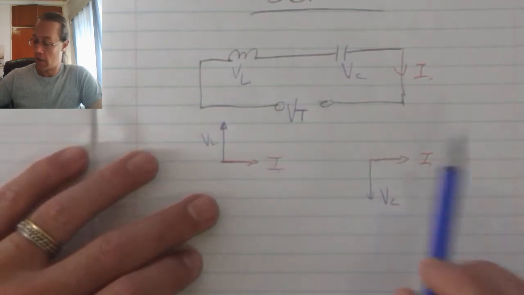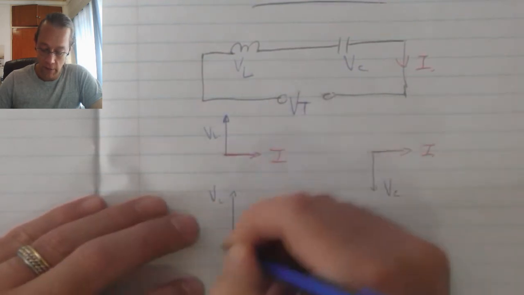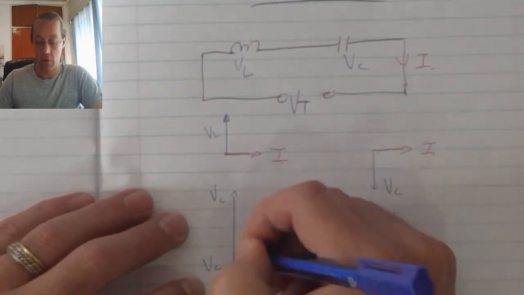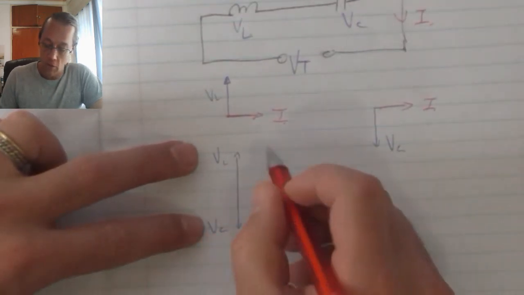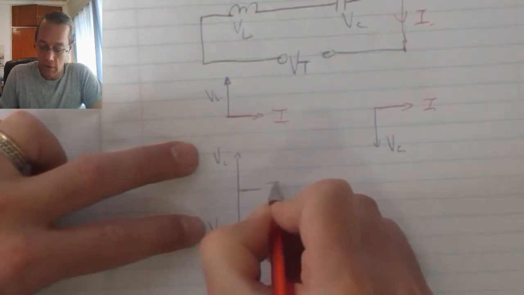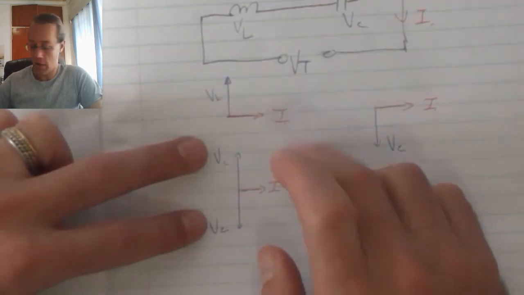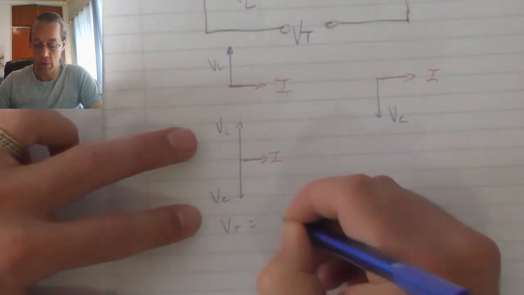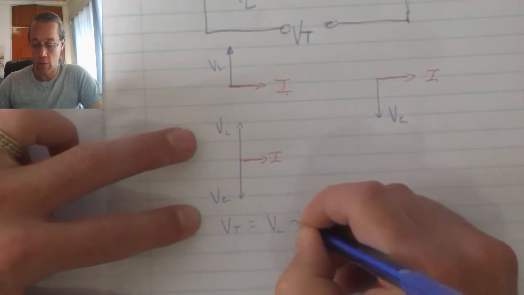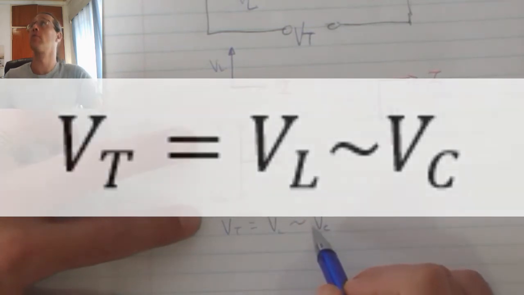Now when we look at these and we combine them, we see that VL and VC are in opposite directions to each other. As a result, depending on which one is bigger, we will subtract those two in order to get a positive answer. And that is where the formula V total is equal to VL, wavy minus VC. That wavy minus just indicates that we're subtracting those two values from each other in order to get a positive answer.